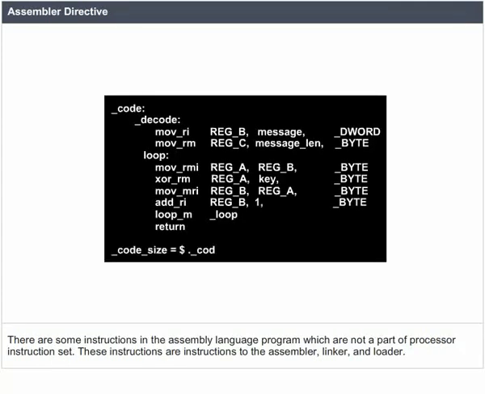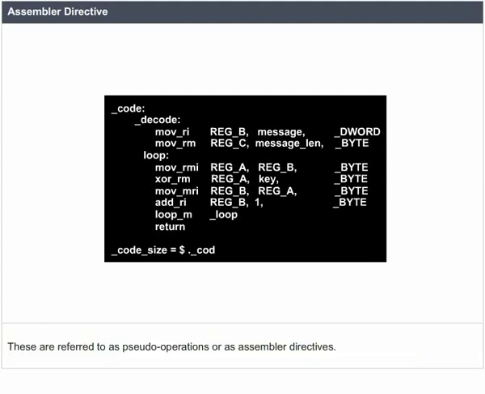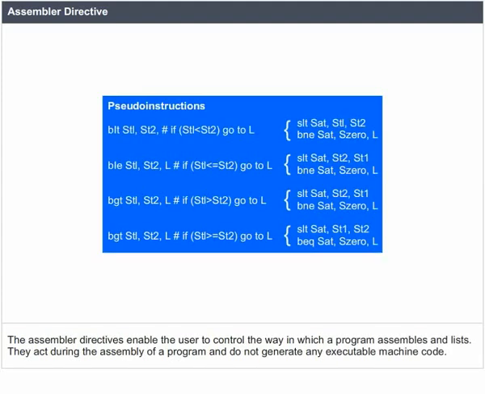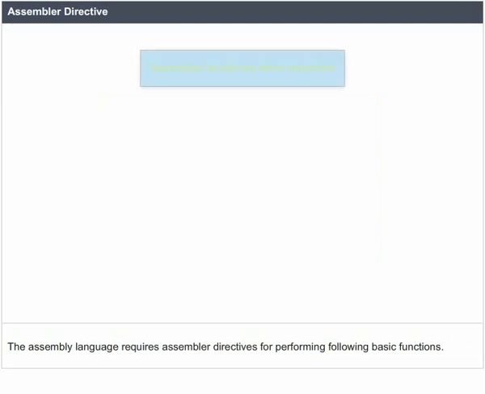Assembler directive. There are some instructions in the assembly language program which are not a part of the processor instruction set. These instructions are instructions to the assembler, linker, and loader. These are referred to as pseudo operations or as assembler directives. The assembler directives enable the user to control the way in which a program assembles and lists. They act during the assembly of a program and do not generate any executable machine code.